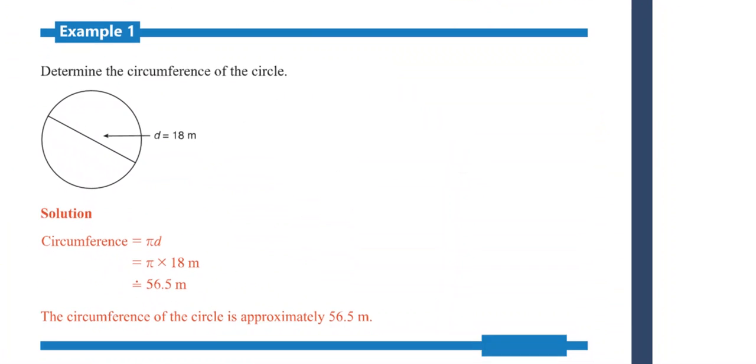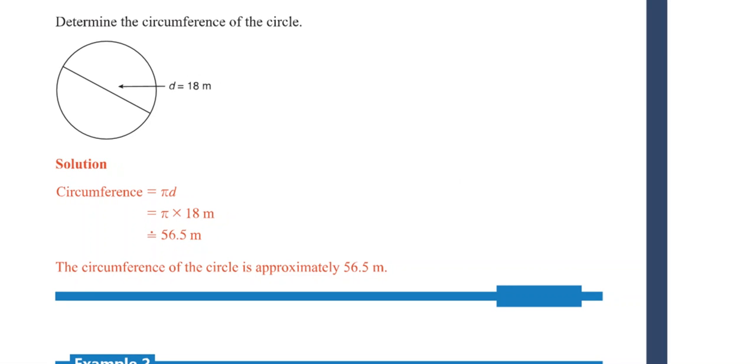Okay. So let's do this one. It says determine the circumference of the circle. They give us a diameter, so the circumference is equal to pi times the diameter, which was 18. So pi times 18 meters. We get a circumference of 56.5 meters.